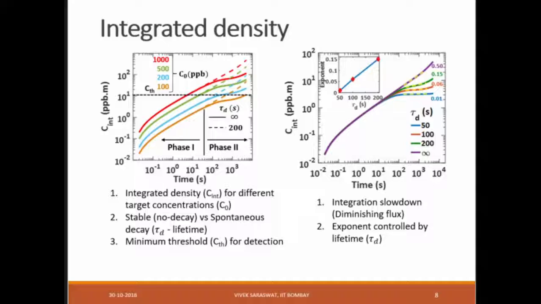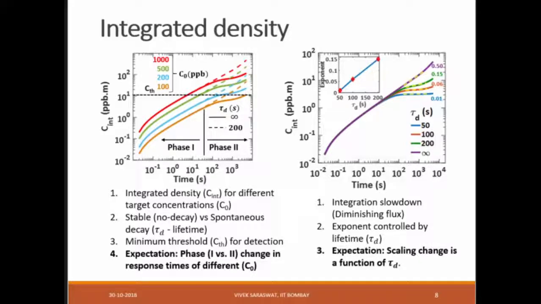And so if your threshold is such that for some concentrations it intersects the integrated density in the phase where the t to the power half law is being followed, versus other concentrations where it intersects the integrated density curves after the effect of decay has kicked in, there we can expect that the scaling law will change dramatically. So these are the two expectations which we carry forward: that there will be a change in the response time scaling with C naught, and that it will also depend on the tau d.